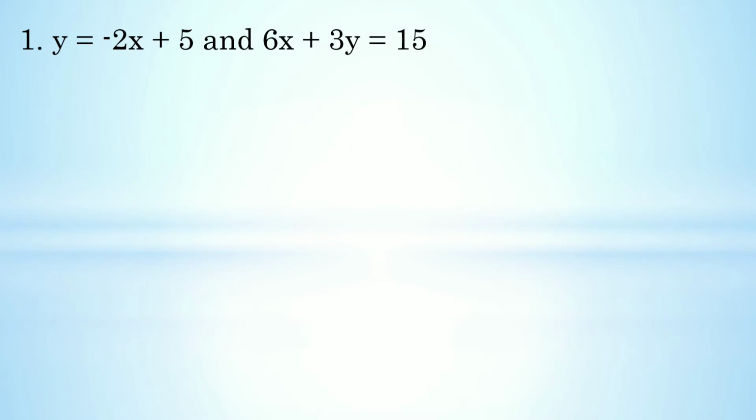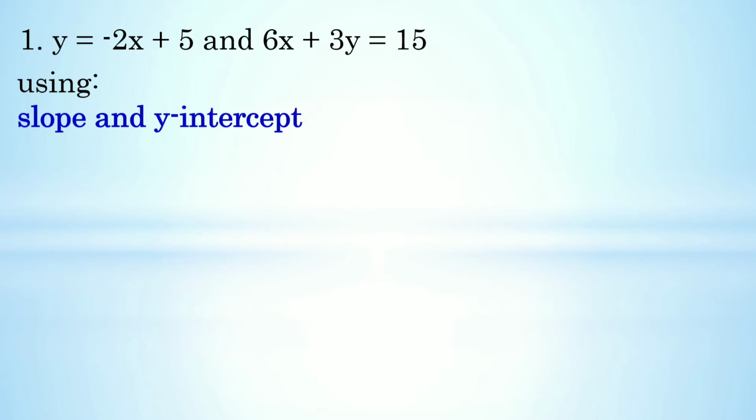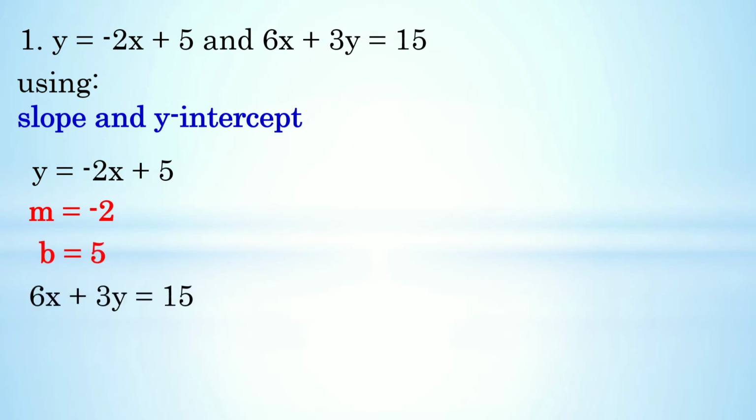So number 1, y equals negative 2x plus 5 and 6x plus 3y equals 15. So using slope and y-intercept. So, sa ating first equation, ang ating slope ay negative 2 at ang ating y-intercept ay 5. Sa ating second equation, ang slope niya ay negative 2 at ang kanyang y-intercept ay 5. So, kung napapansin niyo, magkaparehas po sila ng slope tsaka ng y-intercept.